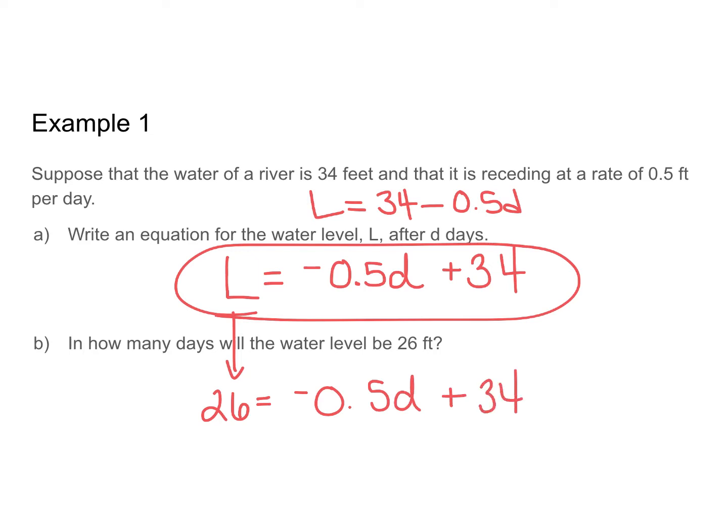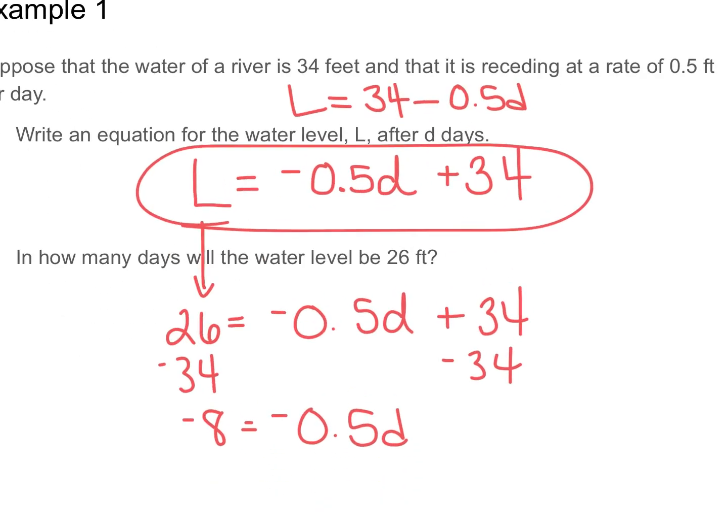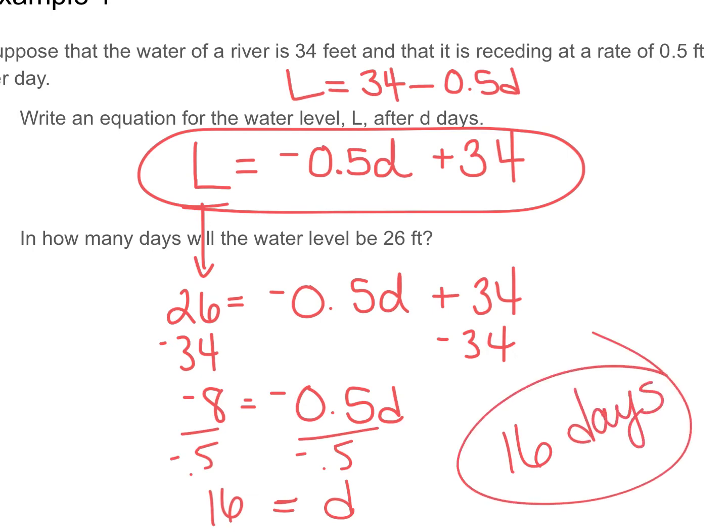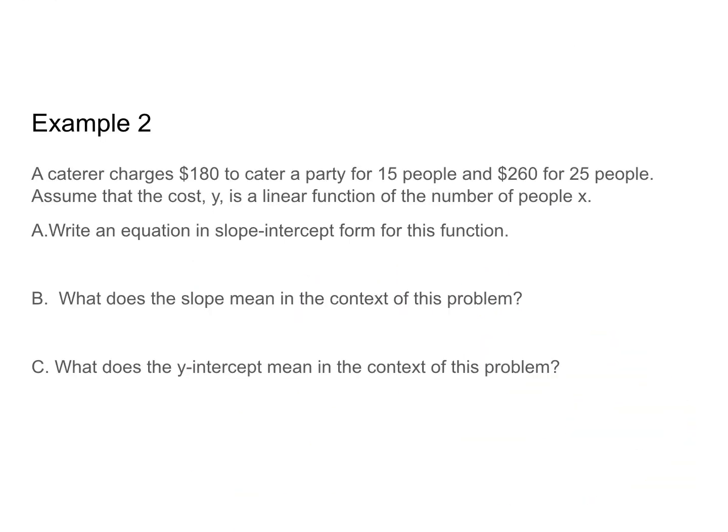So if I subtract 34 from each side, that produces negative 8 is equal to negative 0.5d. If we divide both sides by negative 0.5, that produces d equals positive 16. So it would be after 16 days. The second example is a little more complicated.